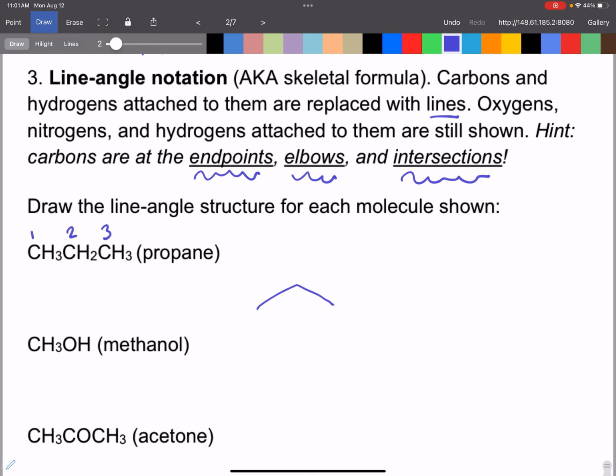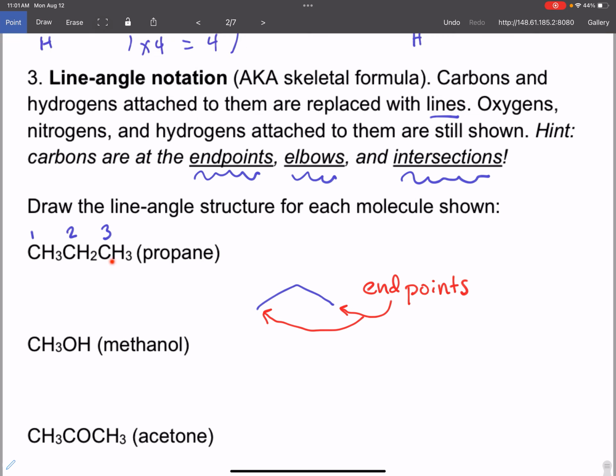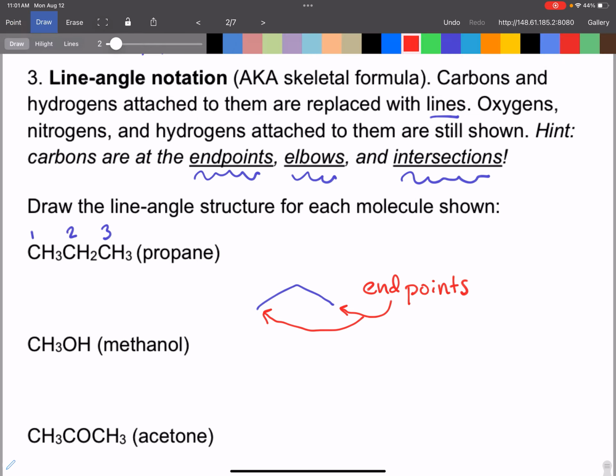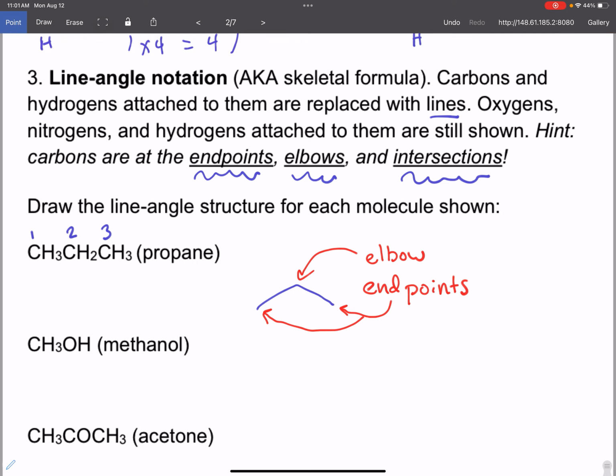Well, we have some endpoints. There's an endpoint here, and there's an endpoint there. Those are each carbons, and in fact, they're the 2 carbons at the end of propane. We're not going to show the C or the H's that are bonded there. We're just going to assume that they're there. And then we also have an elbow right there, right? That elbow is also a carbon, and it has 2 hydrogens bonded to it, as shown in the condensed formula. So this is a really, really simple way to show that.